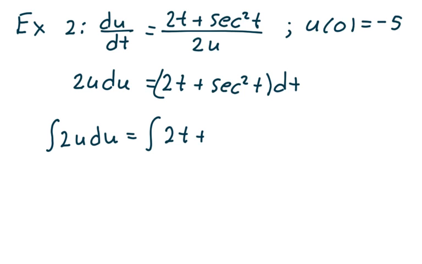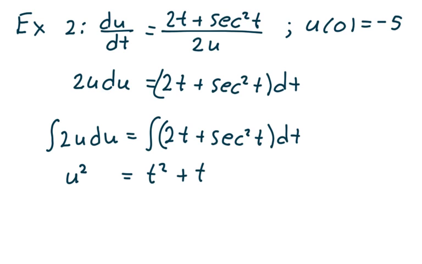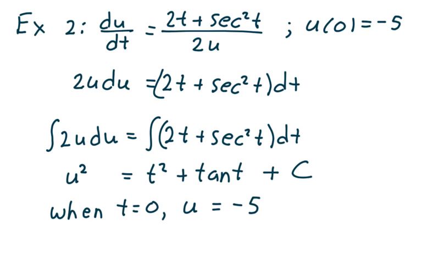So the integral of 2u du is the same as the integral of 2t plus secant squared t dt. So on the left side, we get u squared. That's the integral of 2u du. On the right side, we get the integral of 2t dt is t squared. The integral of secant squared t dt is tangent t. And then we're going to add c. Now, when t is 0, u is negative 5.